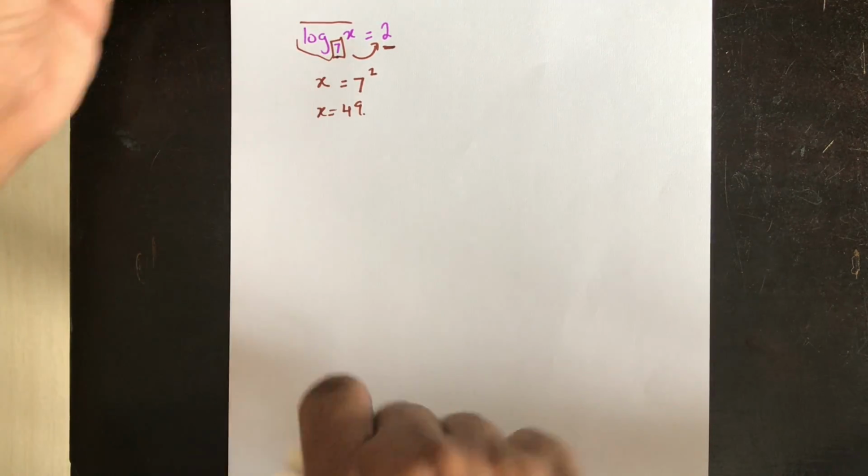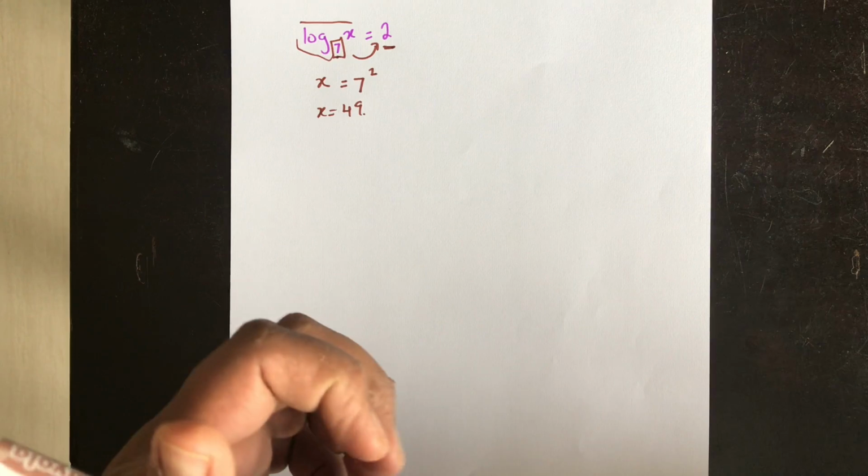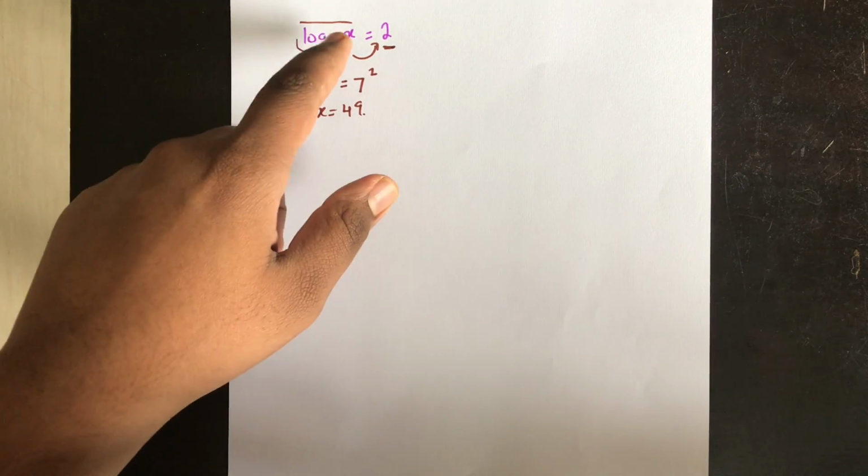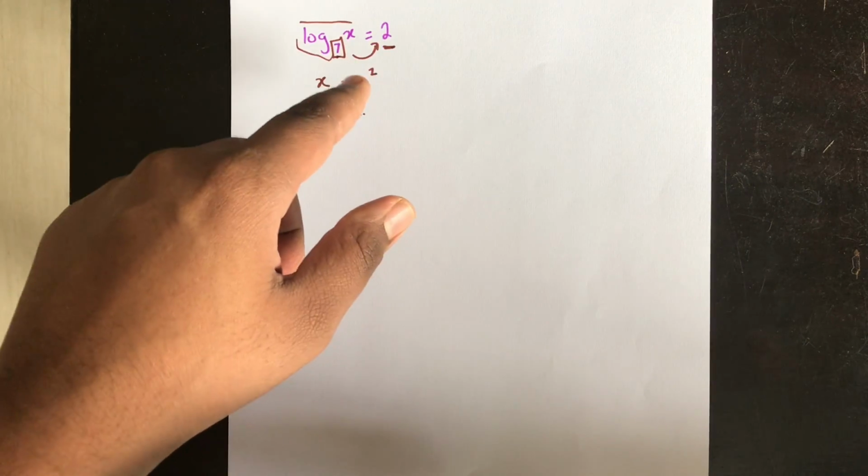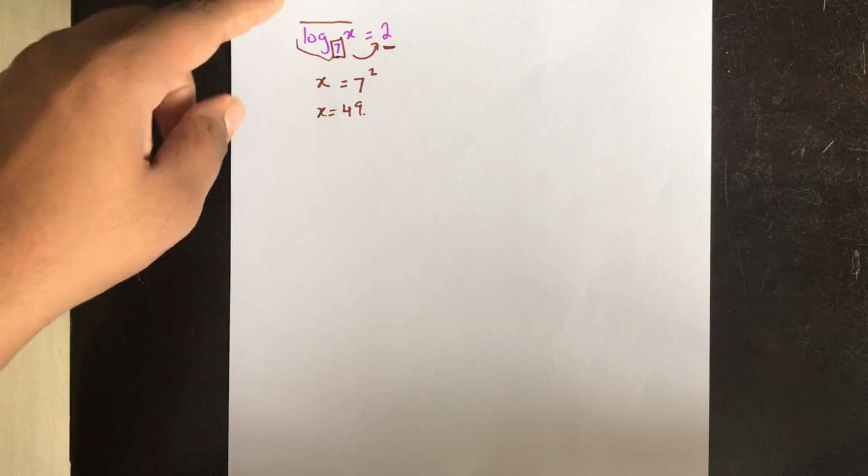X is equal to 49. So that's a very simple question. We're able to solve that just by moving the 7 to the other side of the equation and making that a power to get the value of x.